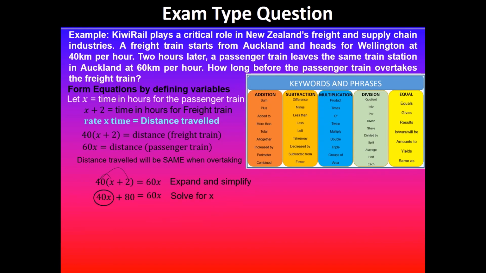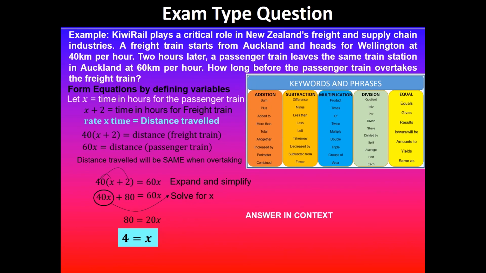So we'll move 40x to the right hand side. So that will read minus 40x. So 80 is equal to 60x take away 40x, which gives you 20x. And then dividing both sides by 20 will give x value 4.